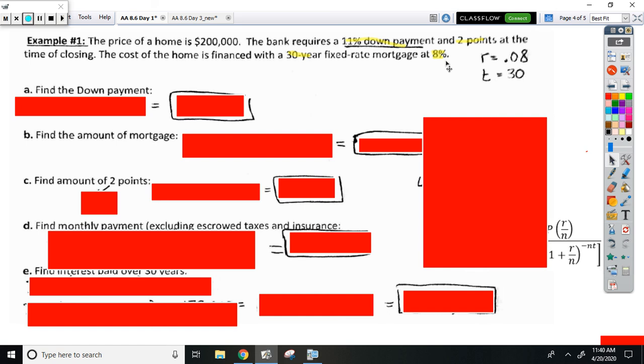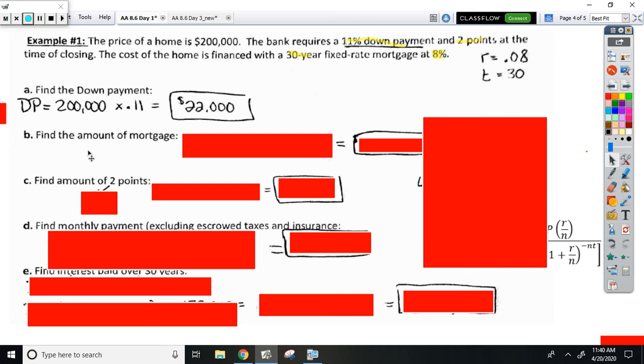Now be careful, there are two rates given, 8% and 11%. 11% is used for the down payment only, which will be part A. So to find the down payment, all we have to do is take the price of the home times 11%, which would be 0.11, changed to a decimal. Go ahead and multiply those together, and we should get $22,000. So you would have to pay $22,000 up front in cash or a money order, a cashier's check, at the time of the purchase of your home.